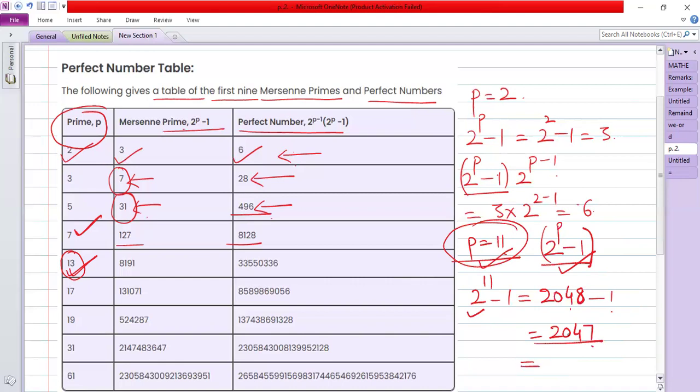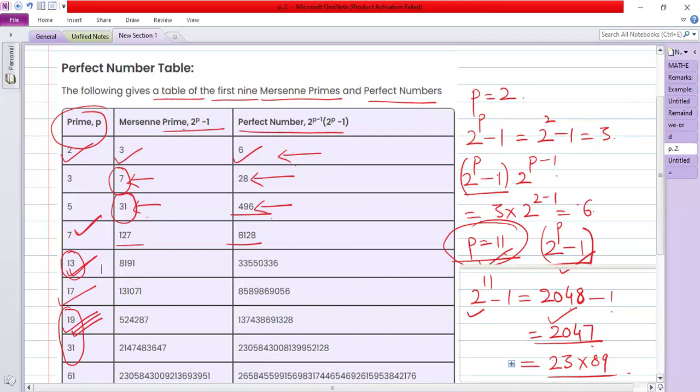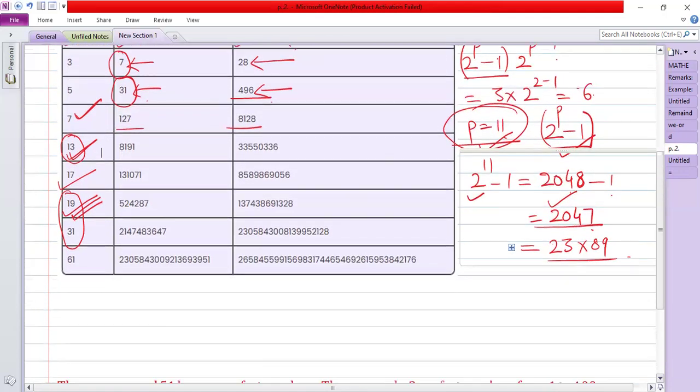Now this 2047 is not a prime number. It is a composite number. The factors of 2047 are 23 and 89, as one can see. So that's why 11 is missing. Then 17, 19. Once again, one can see that many prime numbers are missing here. For example, 23 is missing and even 29 is missing. Once again, one can verify why 23 and 29 are missing.